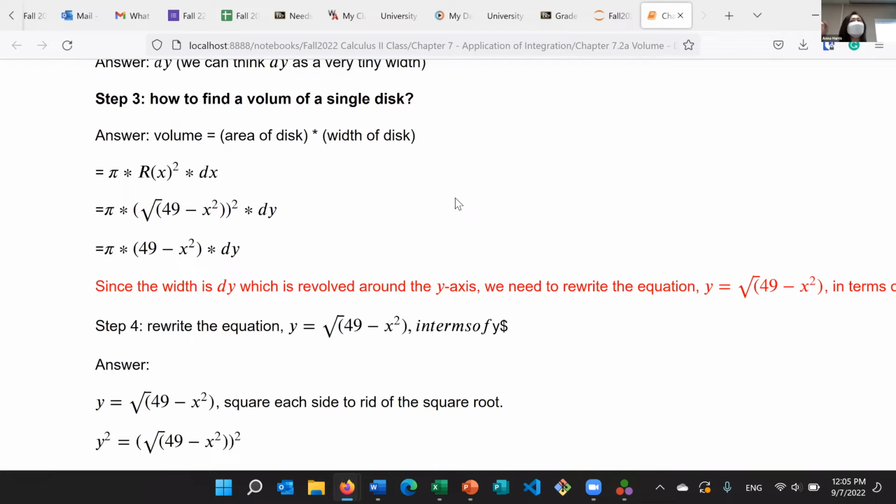There's only one radius, right? Because it's not a shell yet. You have not learned washer or shell. So right now it's just a disk. Okay, disk. Right, this is still disk method.